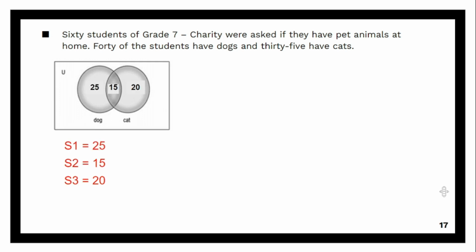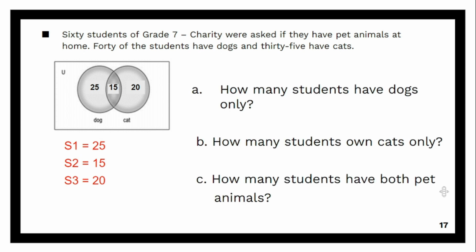I-summarize muna natin. We have S1 25, S2 15, S3 is 20. So, let's answer the questions. How many students have dogs only? We have 25 students. How many students own cats? Meron tayong 20. At ilan daw yung merong cat and dog? So we have 15 students. Okay, so we have 25, 15, and 20.